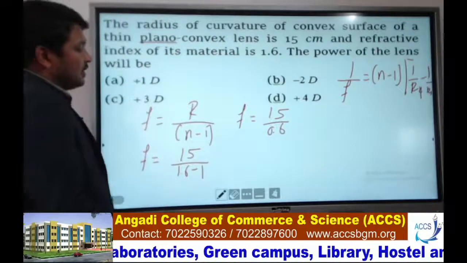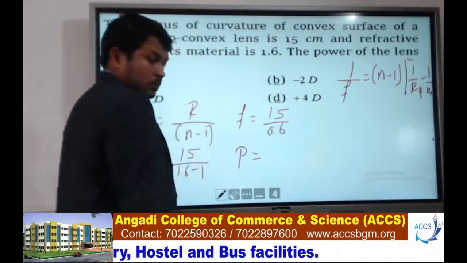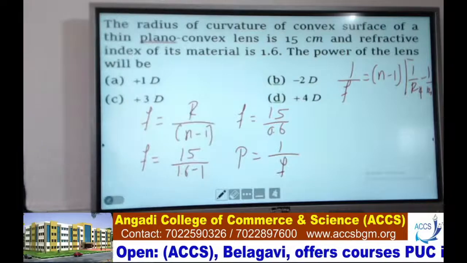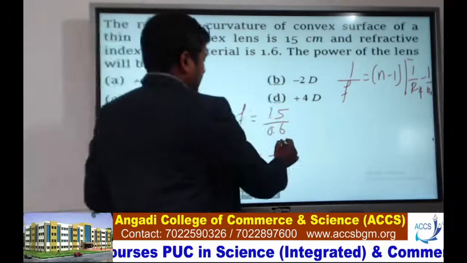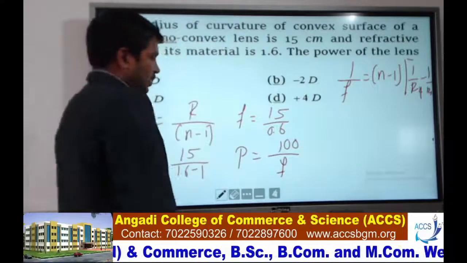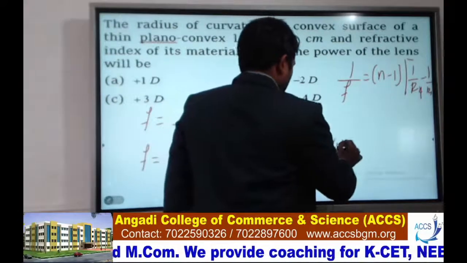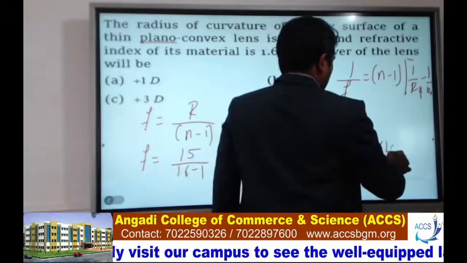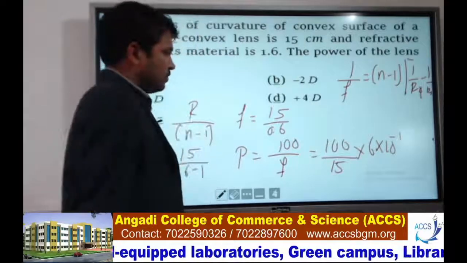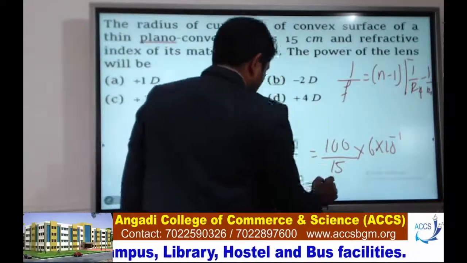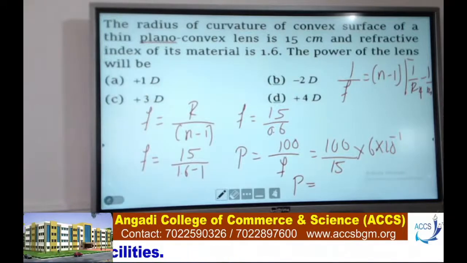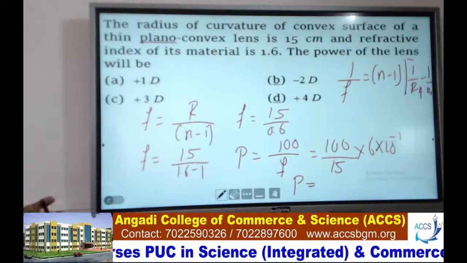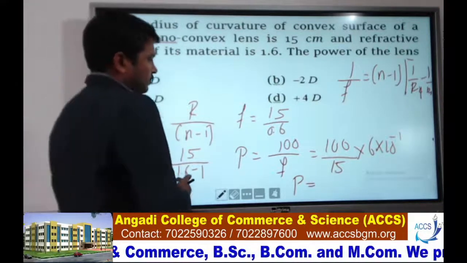But what are they asking? They are asking the power of the lens. P equals 1 divided by F. But everything is in centimeter, right? Now this is 100 divided by 15 over 0.6. Yes, friends, simplify. You can get the answer. Simplify this one.